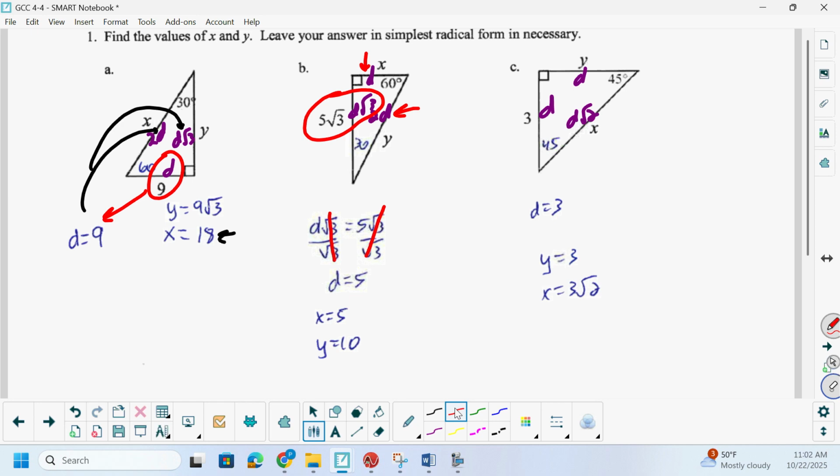C, we've got a 45, 45, 90. So step 1, fill in your D's. D, D, D square root of 2. Step 2, find the one that has a number for the side, and we'll set up an equation. D equals 3, no solving needed there. Step 3, fill that value of D in to get the other side. So Y is just 3, X is 3 square root of 2.